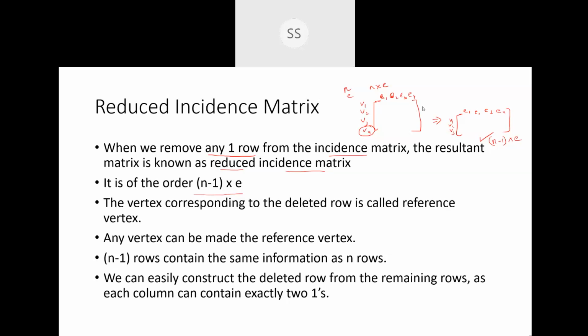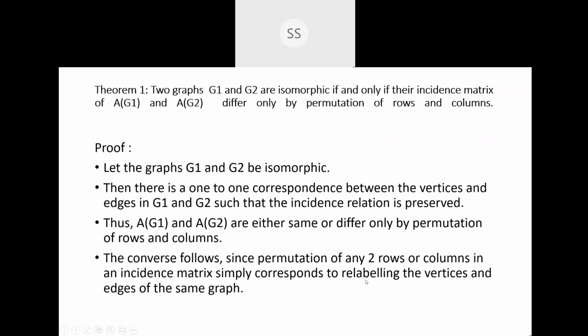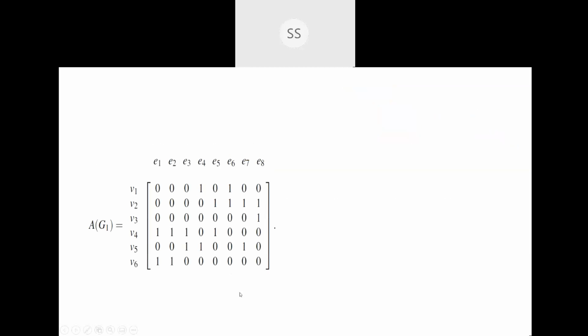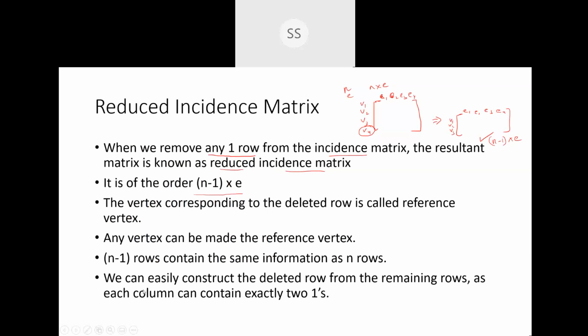So when we take any n minus 1 rows, they contain the same information as all n rows. And we can also reconstruct the deleted row from the remaining rows, as each column contains exactly 2 ones. We had studied last time that in an incidence matrix this holds. I can prove this particular point with the next example. We can construct the deleted row from the remaining rows, as each column contains exactly 2 ones.